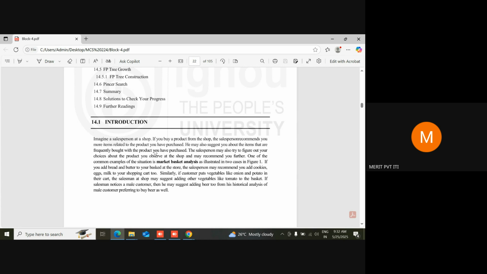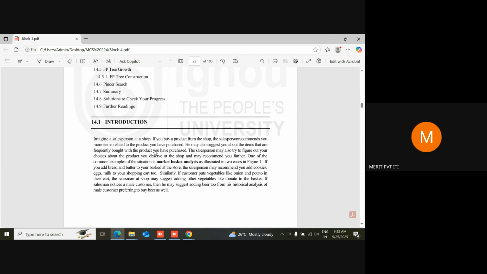Imagine a salesperson at a shop. If you buy a product from the shop, the salesperson recommends more items to you. If they don't recommend, the items are placed in the shop so that you get tempted to buy those things. So that is market basket analysis. It tries to figure out your choices about the products you observe at the shop and may recommend further. Either recommend or put the thing there so that you purposely buy those things.